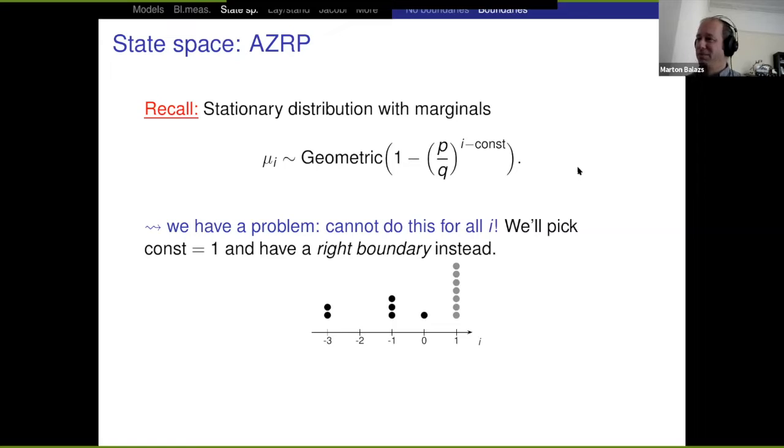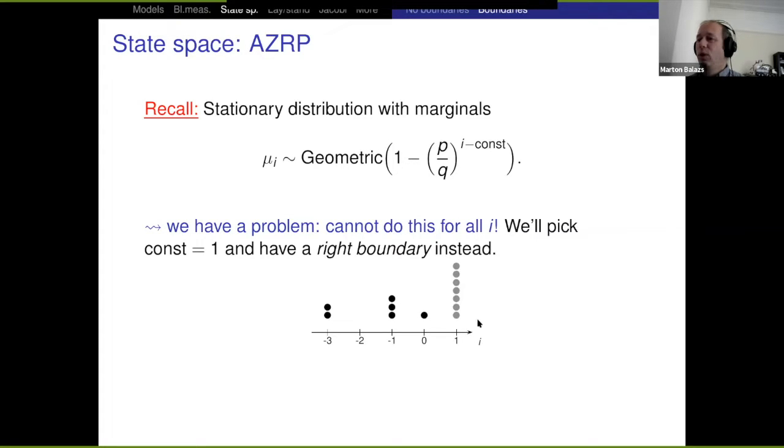And that's not something we can make sense of. So what I'm going to do is fix the constant at 1, and at i equals 1, I have 1 minus something to the 0. So I have geometric with parameter 0. What is geometric with parameter 0? It's an infinite pile of particles.